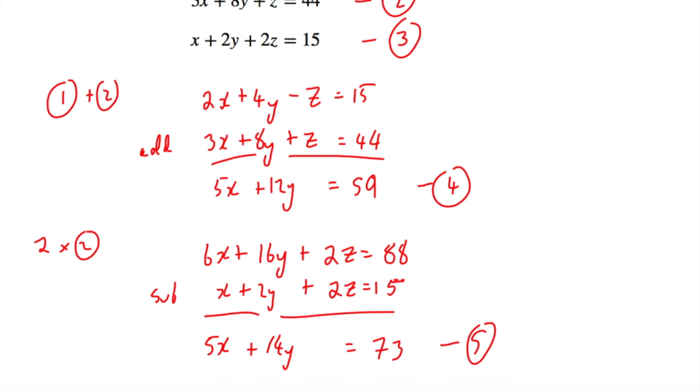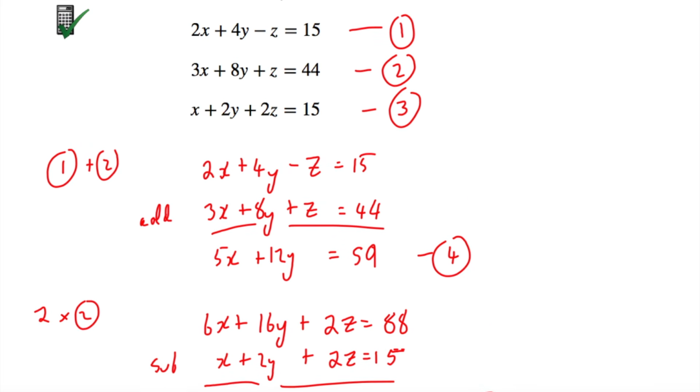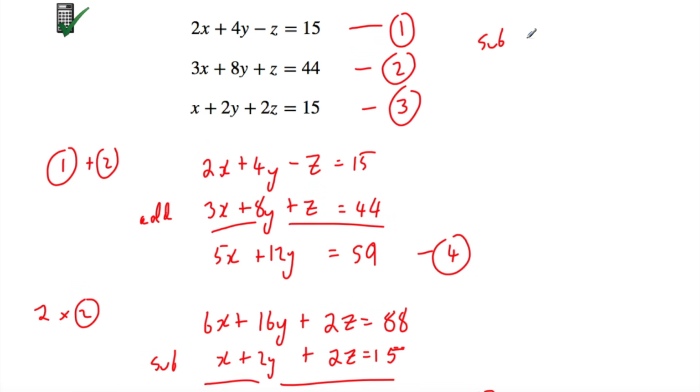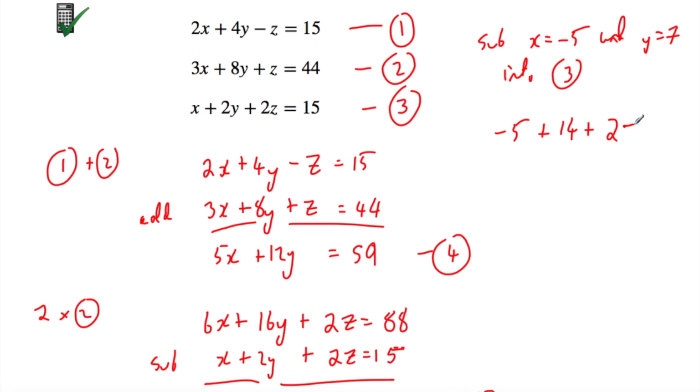Now let's go back up and substitute those into either equation 1, 2, or 3. So I'm going to sub x equals negative 5 and y equals 7 into equation 3. Okay, so x, that's going to be negative 5, plus 2y, so 2 times 7, that's going to be 14, so plus 14, plus the 2z is equal to 15. And then let's solve this.